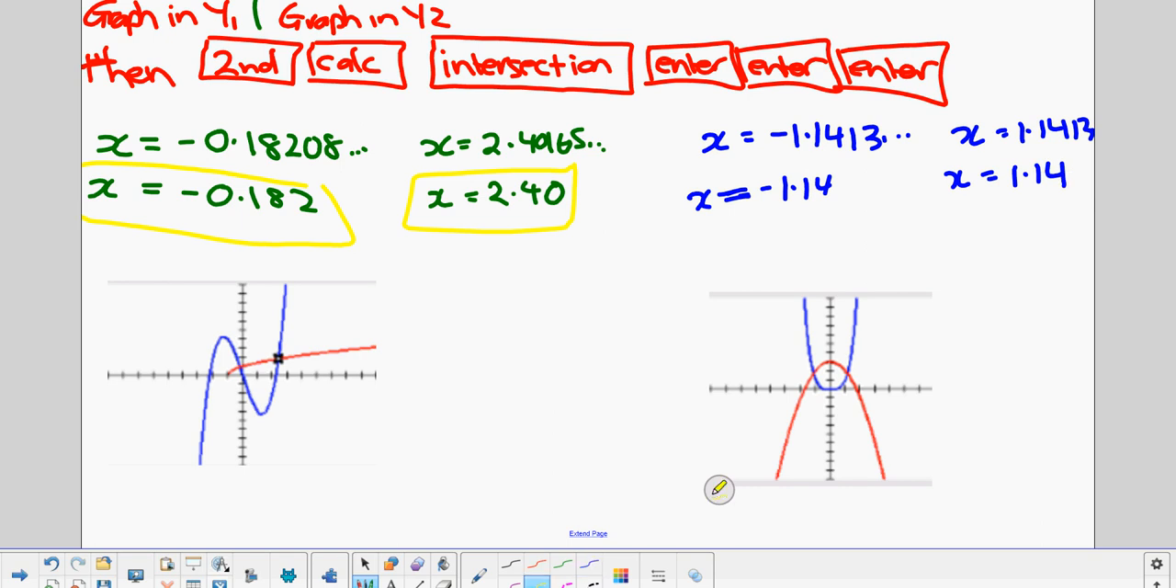There you go. So just reminding you to write your unrounded answer, and then your rounded answer.